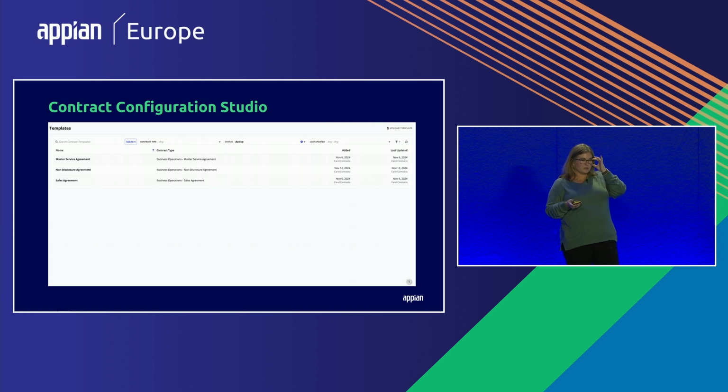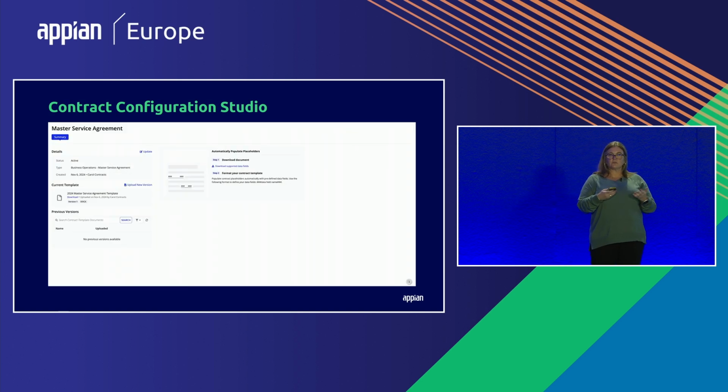And last, let's look at the template library. So it's a list of all the templates that you have in the system that you can easily filter. Sometimes there's lots of them. You can see here in the master service agreement, we just have one. We have the current template. We have details about it. We also have instructions on how to get it to auto-populate the values that you input into it. And we make it quite easy to upload a new version of this template.